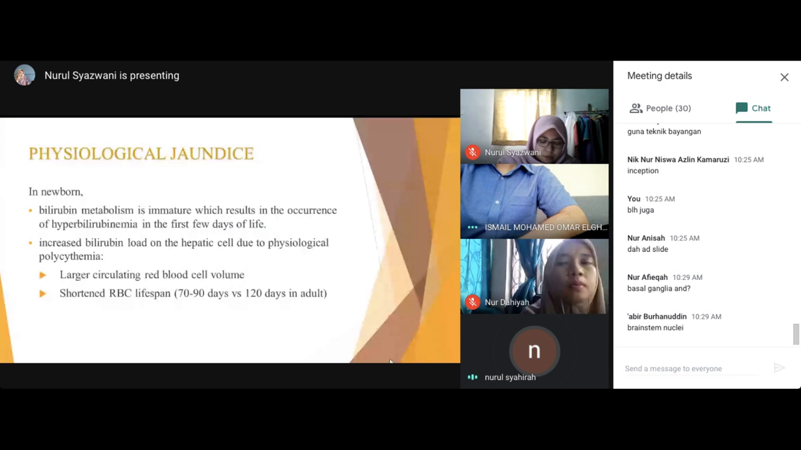Okay, so for physiological jaundice in the newborn, it can be caused by immature bilirubin metabolism due to liver immaturity, as well as increased bilirubin load on the hepatic cell due to physiological polycythemia, with a larger circulating red blood cell volume, and a shortened red blood cell lifespan, in which the neonate has a 70 to 90 day red blood cell lifespan compared to an adult, which is 120 days.